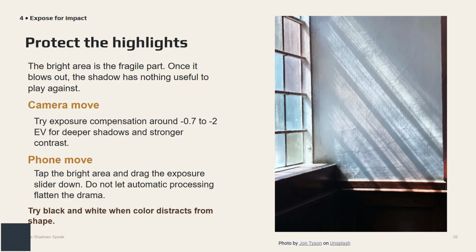On a phone, tap the brightest important area of the scene, then drag the exposure control downward until you can see detail in the light areas and the shadow becomes stronger. Phones can often try to brighten dark areas automatically. That can flatten the contrast and weaken the pattern, so check the image after you take it. The important question is, does the dark exposure make the shape clearer and more interesting?